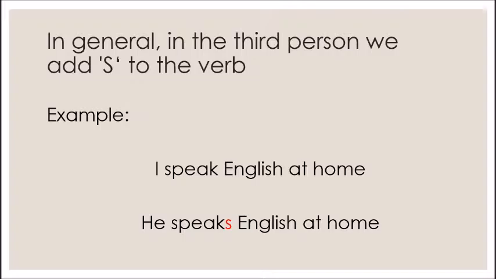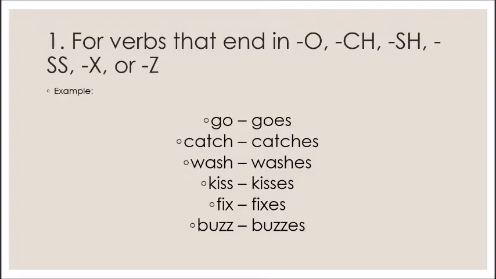Looks easy, doesn't it? However, we have to follow some rules because the spelling of the verb in the third person changes depending on the ending of the verb. The first rule says, for verbs that end in o, ch, sh, double s, x, or z, we have to add es in the third person. For example, go changes to goes, catch, catches, wash, washes, kiss, kisses, fix, fixes, bus, buses.